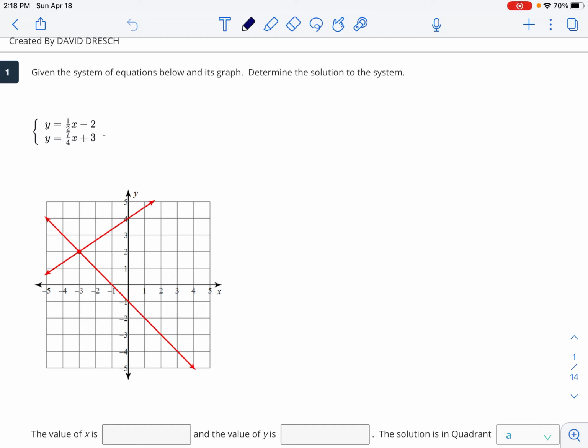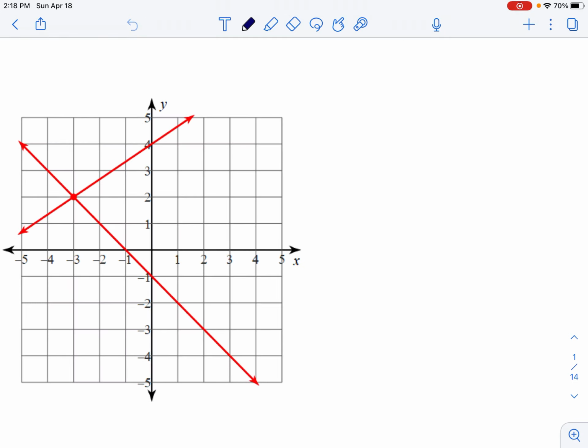So for number 1 off of this quiz, it says that I have the system of equations below and I have the graph. I want to figure out the solution of the system. So as a reminder, the solution is the point at which the lines intersect, the point that is true for both the equations. I'm about to be interrupted by kids. Sorry about that. Anyway, that is the location where they cross. So all you needed to do was figure out what are the coordinates of this spot on my graph.